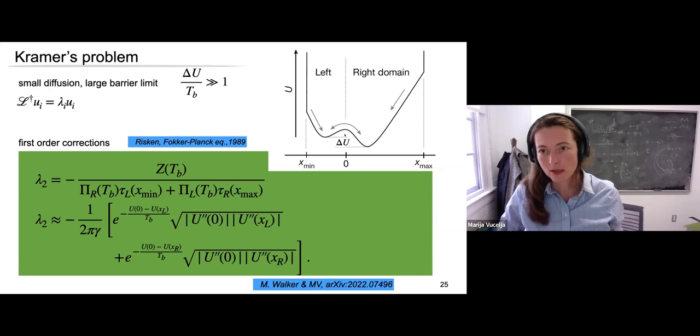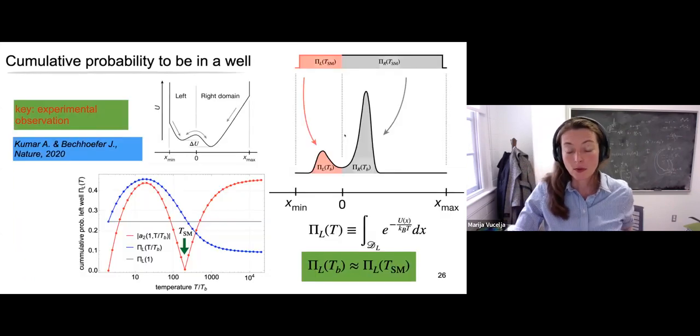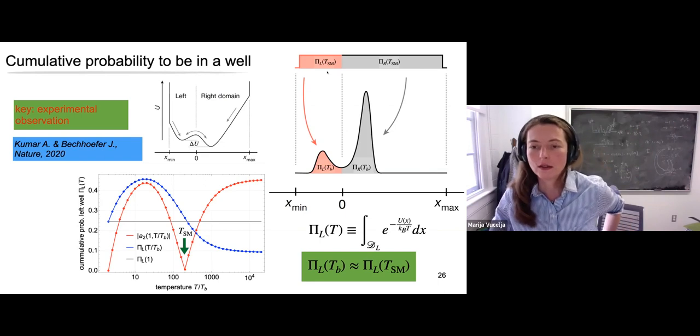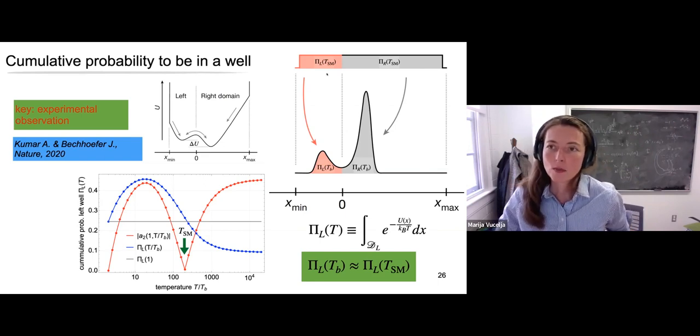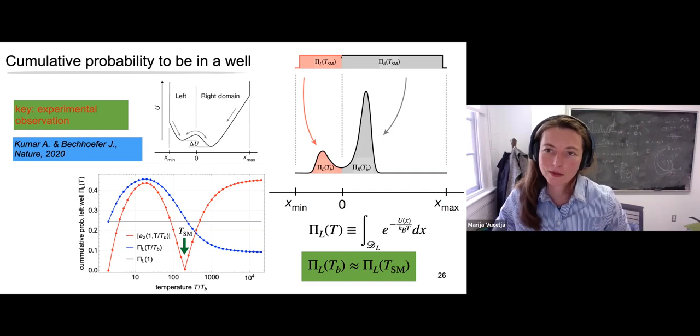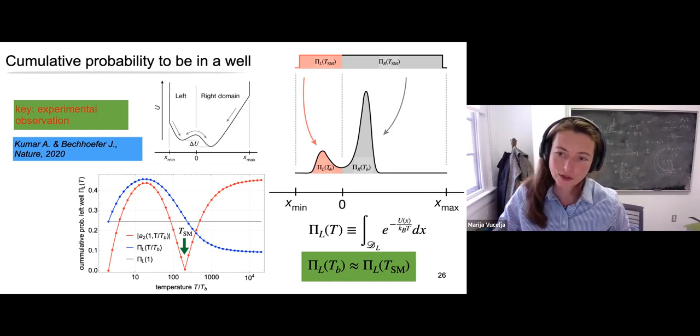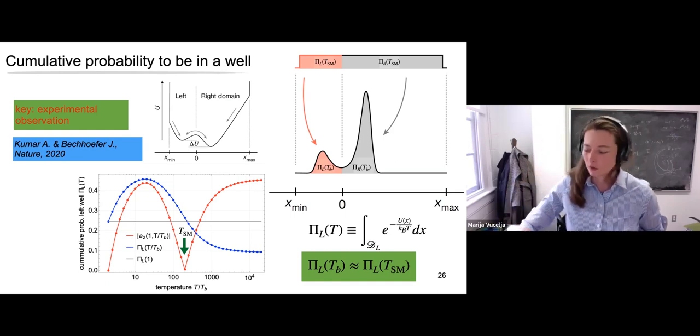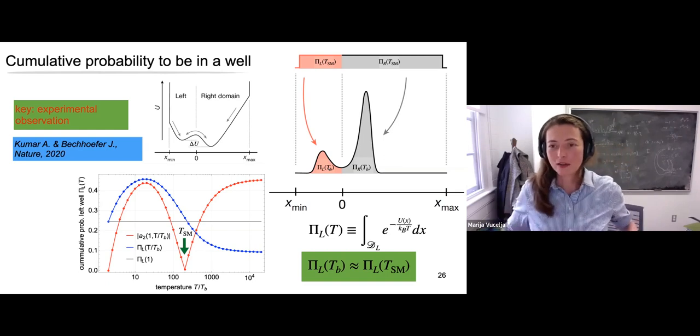This is a problem that is well studied, and they provided a piece of intuition that they observed the strong Mpemba effect when the probability to be in the left well, so this whole pink rectangle, is the same at the initial condition and at the final condition. So in other words, when all of the probability is already there, it just needs to drape a little bit differently.